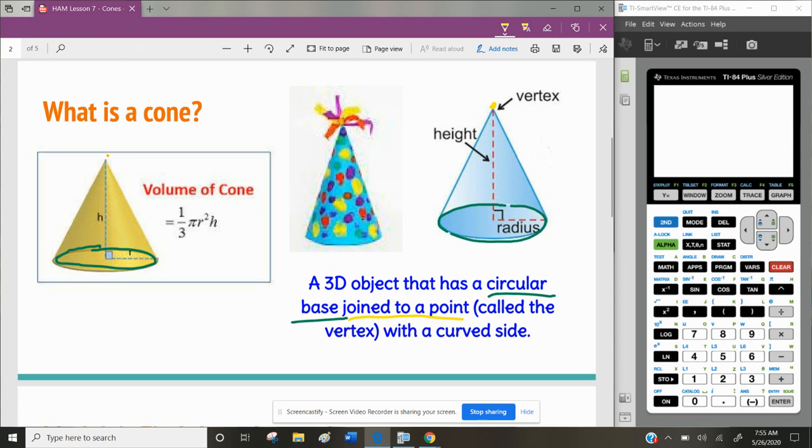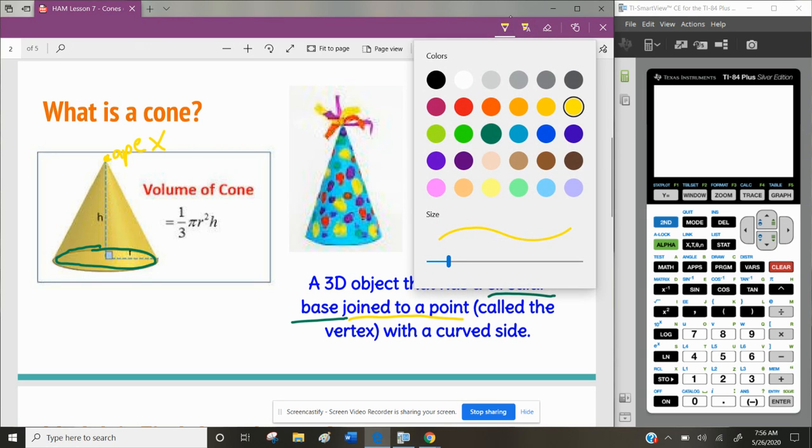Okay, so here's our point, which we call a vertex. You might also see it being called an apex. So this is where the smooth side of the cone meets that point. So it connects the base, which is a circle, to the point up at the top. Okay, so the side is curved.